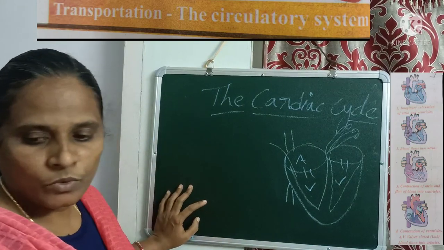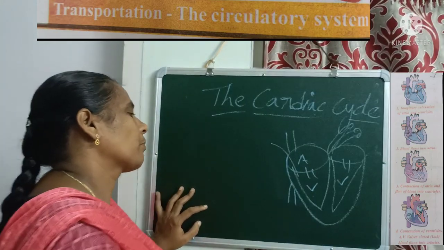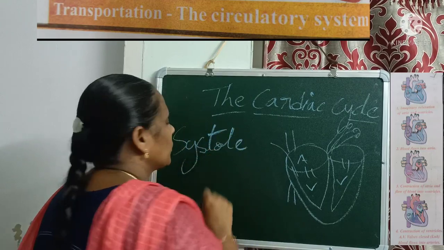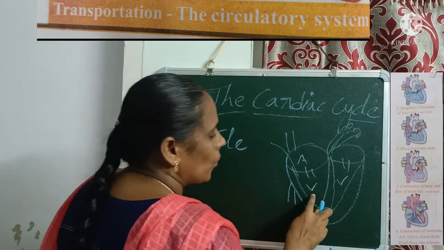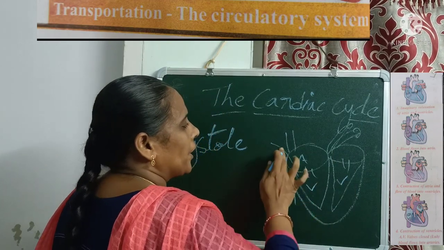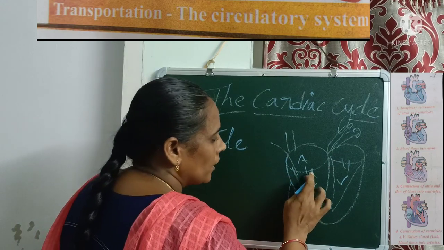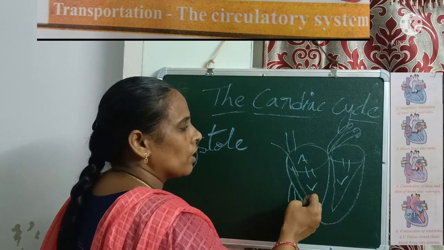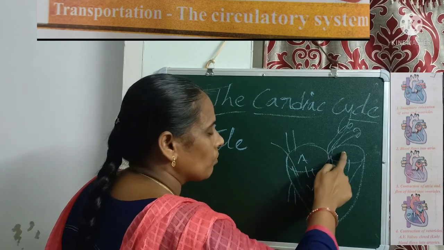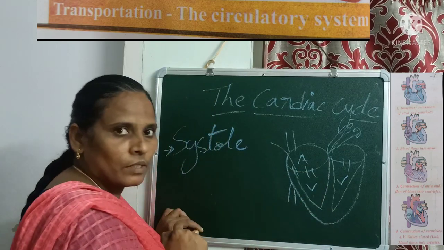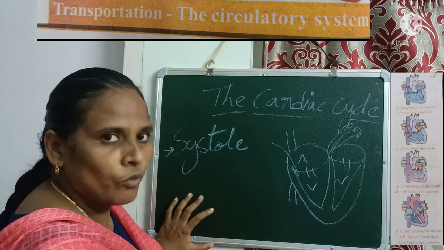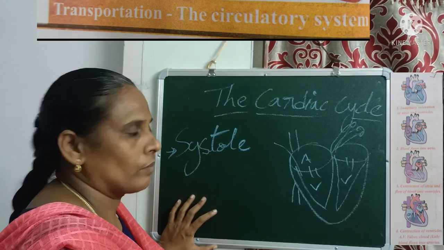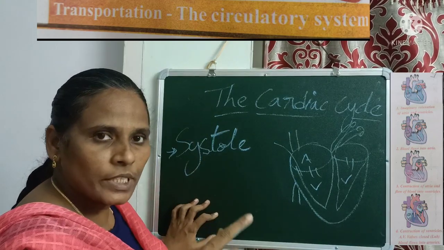This is systole. What is called systole? It happens when the blood enters into the vena cava and aorta, and automatically the walls are forcibly closed to stop the blood coming from the auricles to the ventricles. Then we heard a strong sound called lub. This is called systole. And now coming to the second stage.